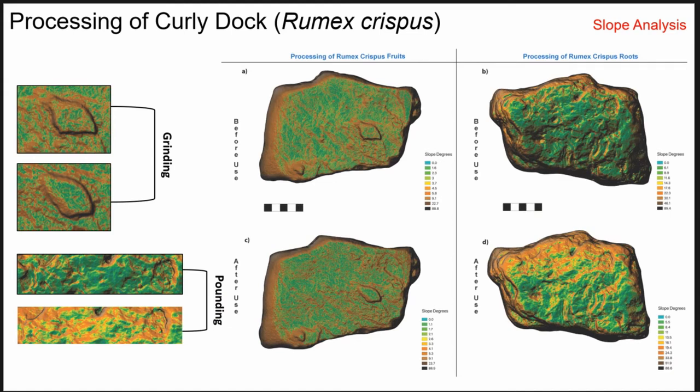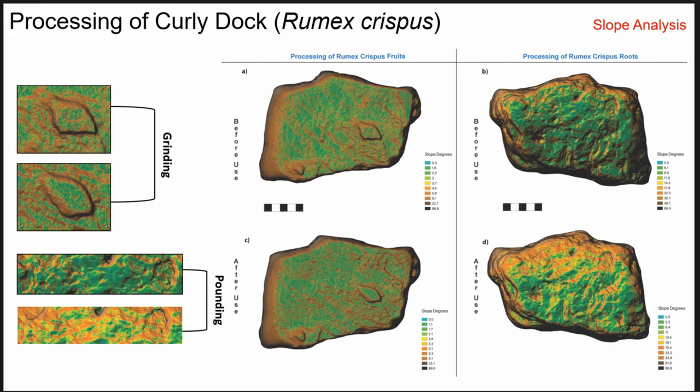This is a tool that we used for processing Rumex crispus seeds and roots. We used this surface here on the left to grind seeds, while the surface on the right was used to pound roots of Rumex crispus. You can see on the top the surfaces before being used, and after being used. So you can see, for example, in this natural topographic feature here, how it changes after use. It changes its overall outline, and we can also see a leveling of its surface with the disappearance of some of the small natural depressions that were present.